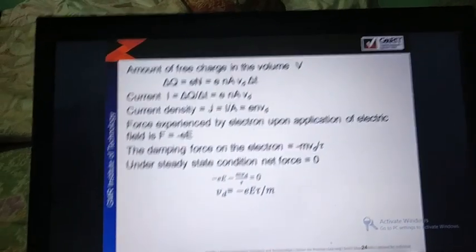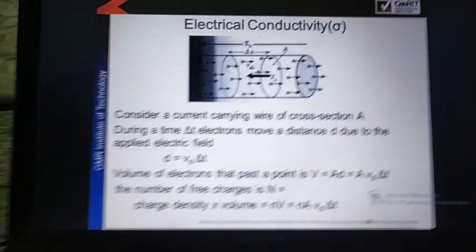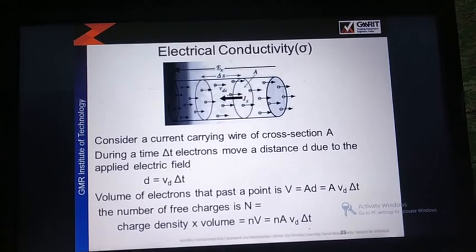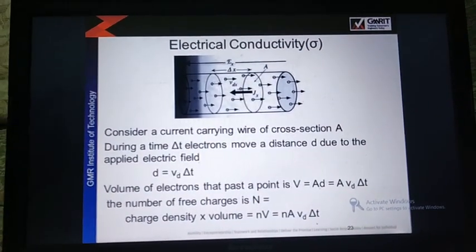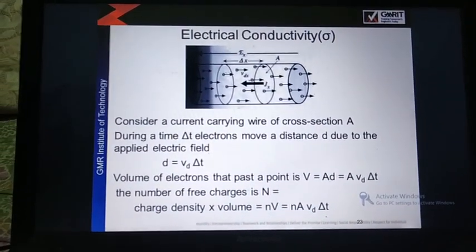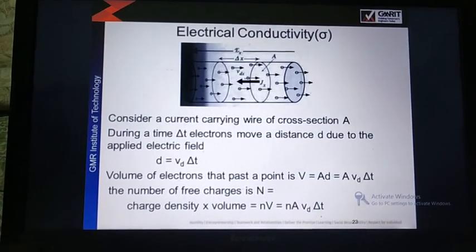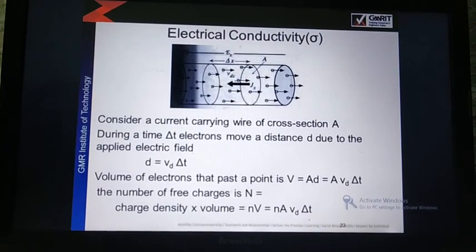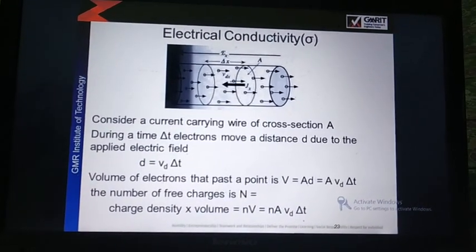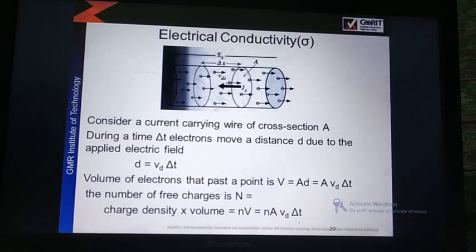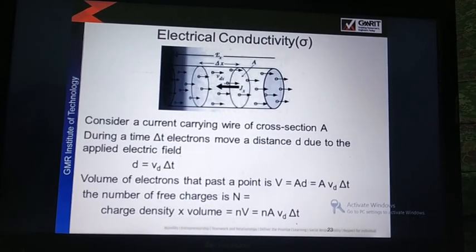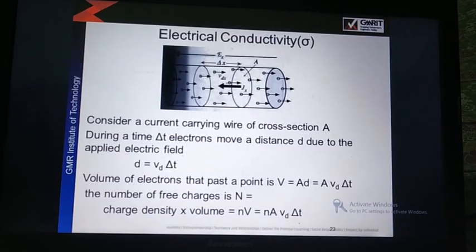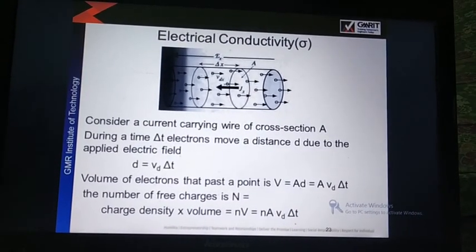Let me go back. I took a current carrying wire of cross section A, and I applied an electric field. Due to the application of the electric field, the electrons are moving exactly opposite to the direction of the electric field. I considered that in a time delta t the electrons covered a distance d, so the distance d is equal to Vd into delta t. I found the volume of electrons that are moving, V is equal to A into Vd into delta t.